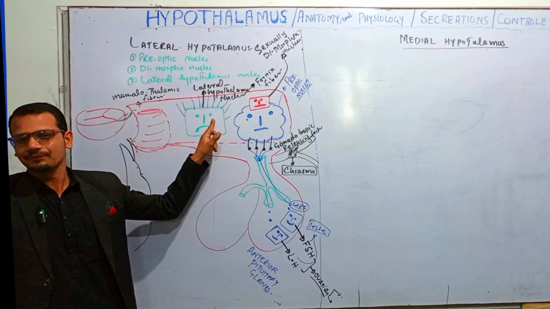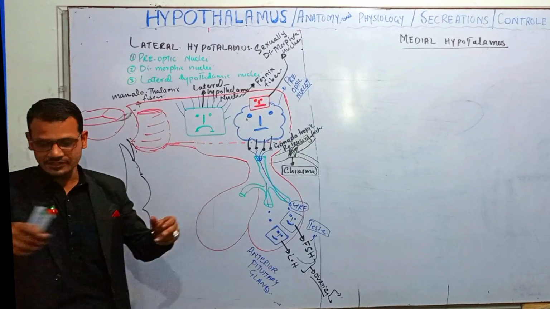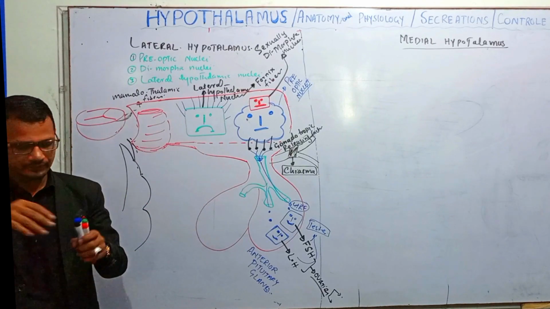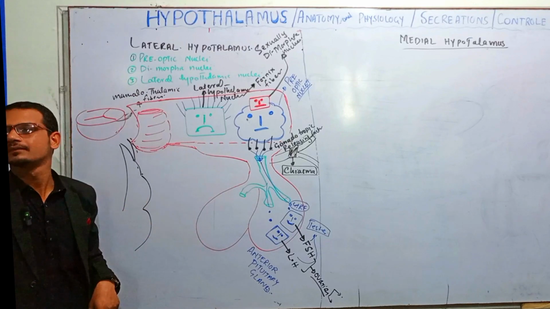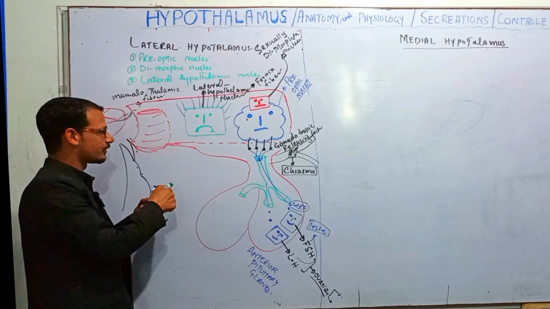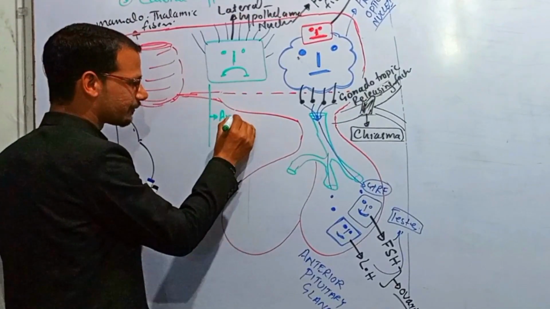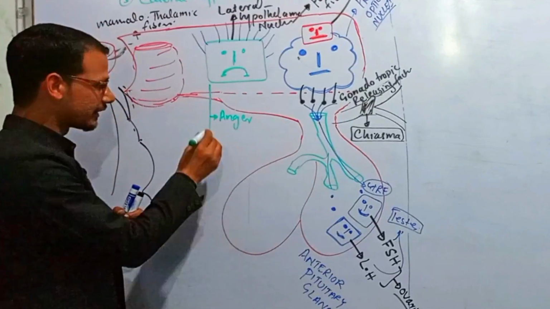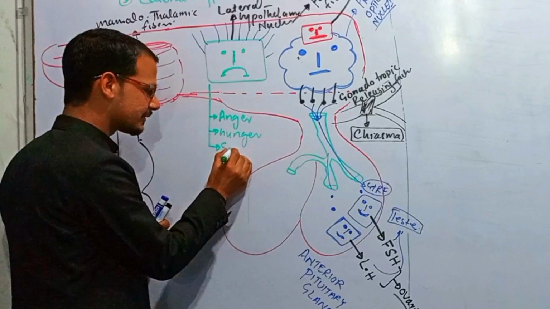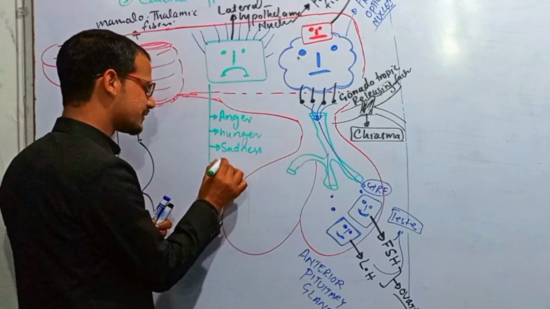So this is the lateral hypothalamic nuclei, which is responsible for three things. It is responsible for three or four. The first, this nuclei is responsible for three things: for anger, for hunger, for sadness. No, it is for thirst.